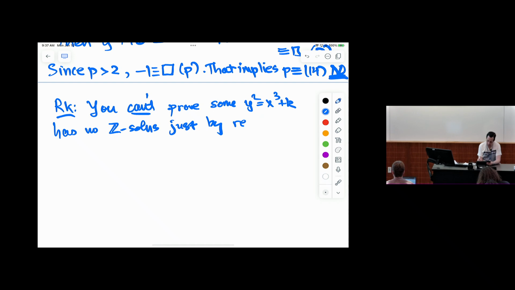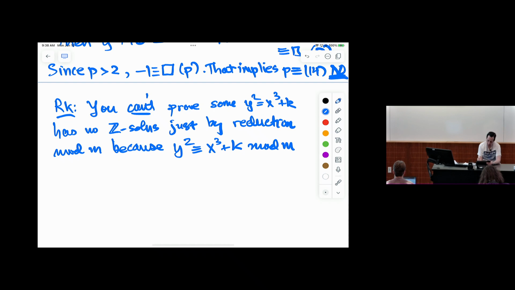just by reduction mod m, hoping that for a particular Mordell equation with no integer solutions, maybe there's a magical modulus modulo which there are no solutions mod m, and then I'd be done. But you can't do that because, even though Mordell equations may sometimes, like here, have no integer solutions, the congruence y squared is congruent to x cubed plus k mod m always has a solution for each m.